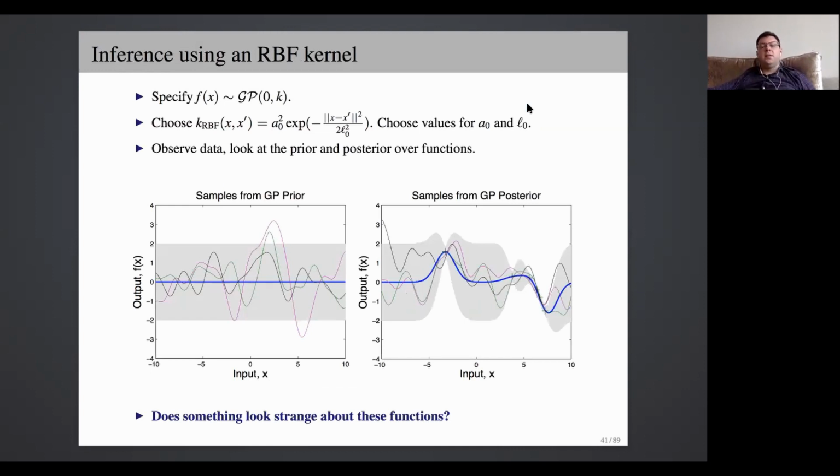So let's actually instantiate some values for these hyperparameters. Let's choose an A0 and L0 for our amplitude and length scale, and we'll observe some data and look at the prior and posterior over functions. And I'd like you to look at these figures and tell me if anything seems strange about these functions, and it could be actually a little bit subtle. So this is one of the polls. Feel free to respond to the polls. Yes, they look strange. 1, 2, no, they look perfect.